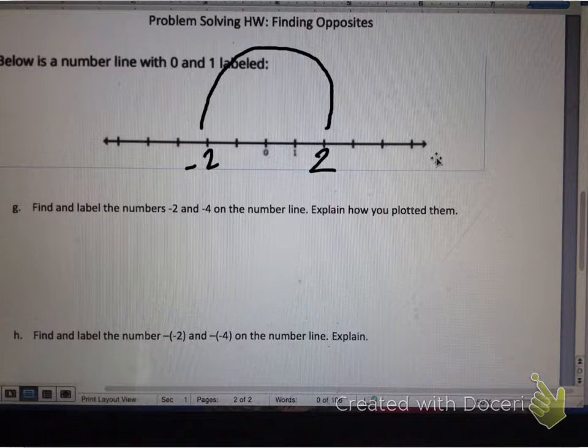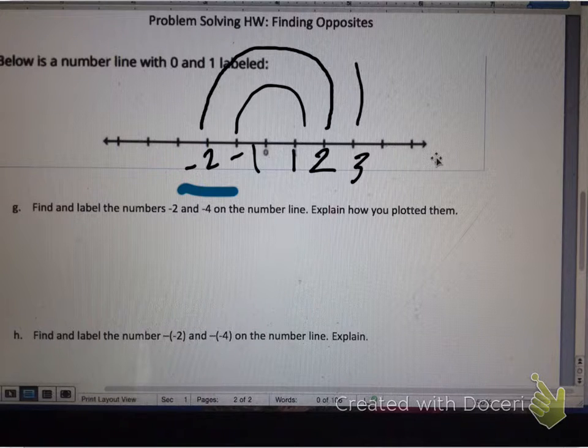If you want to start by building the 1 and then the -1, you can do that. But whoops, I put -2 there, -1. -2 is the same distance from 0, just on the other side of the number line from 2. And that's what you'd put to explain that.